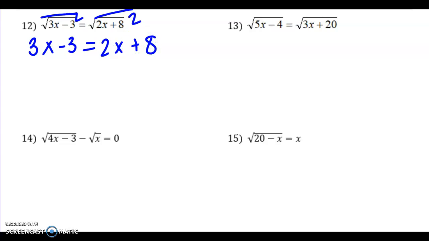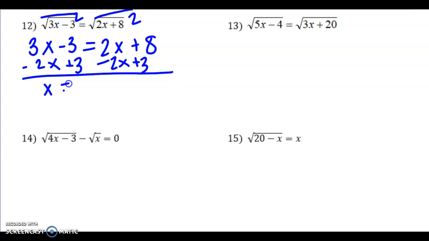This is basic algebra. I move my x's to the left, so I subtract my 2x here. Okay, that gives me just x, and then I'm going to add my 3 equals 11. Again, could plug it back in to make sure that it works. 22 plus 8 gives me 30. 33 minus 3 gives me 30. The square root of 30 is equal to the square root of 30, even though it's not nice.